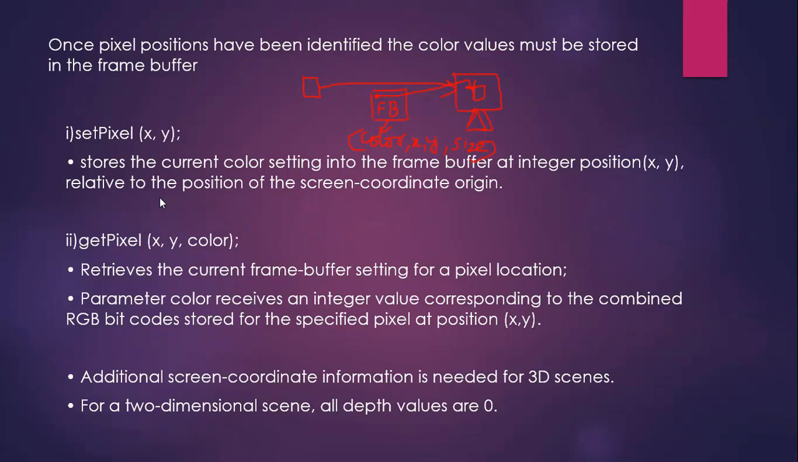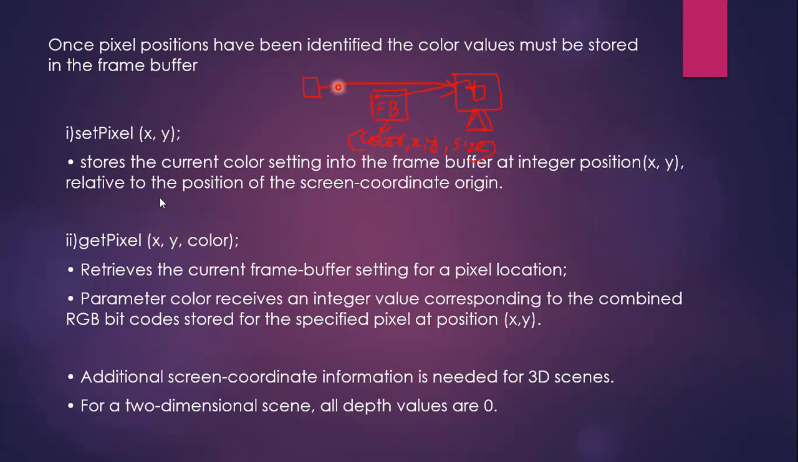Next you have getPixel. Now you have the information in the frame buffer, the color information and the location information, everything in the frame buffer. Now you have to retrieve that and place it on the screen. For retrieving that you need another function called getPixel. getPixel takes x, y and the color, the RGB color you have represented. This particular function retrieves the current frame buffer setting for a pixel location, and the parameter color. So there are two values, the xy values.